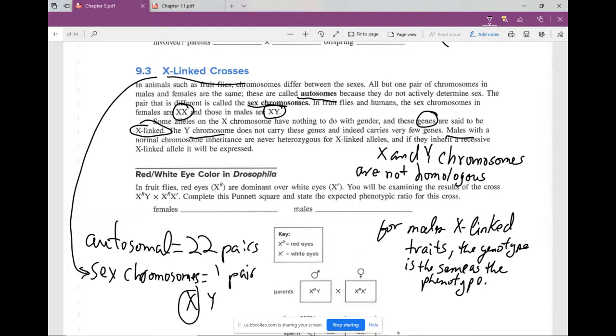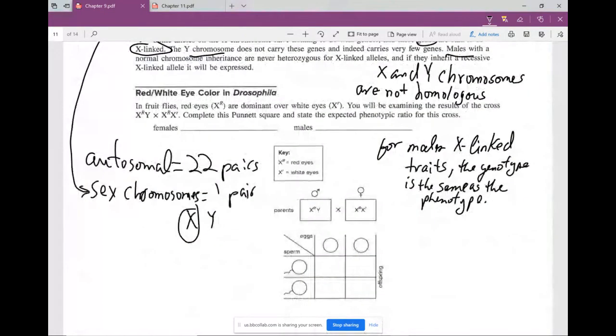Okay, so in this example, in fruit flies, red eyes are dominant, which is an X-linked trait. So we write X for the X chromosome and a big R for the red eye trait, which is dominant over white eyes, so the X chromosome with a little r. You will be examining the results of this cross here. Complete the Punnett square and state the expected phenotypic ratios.